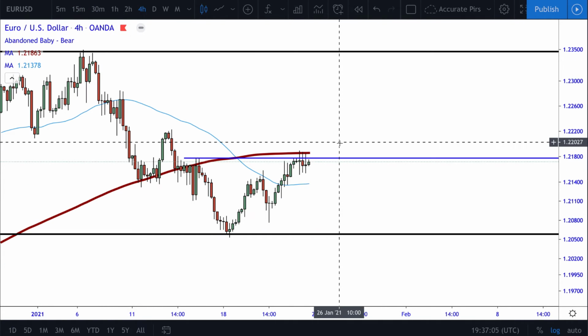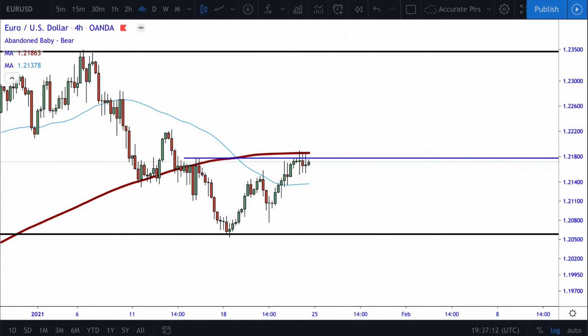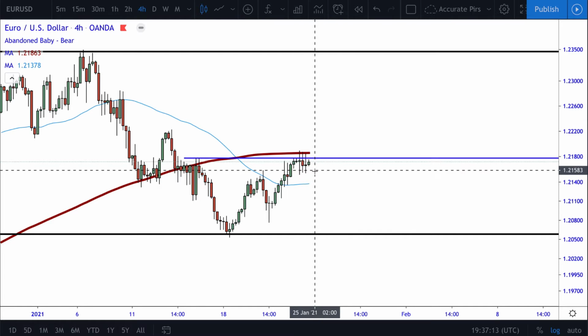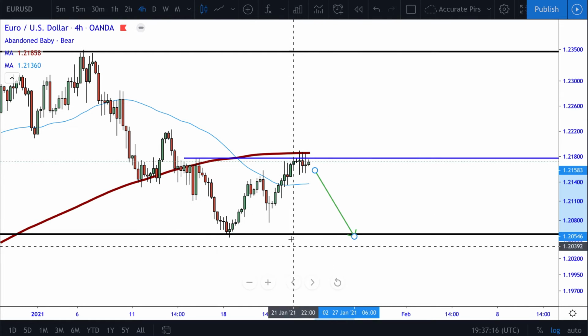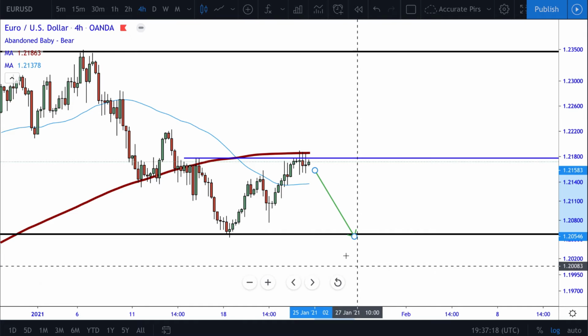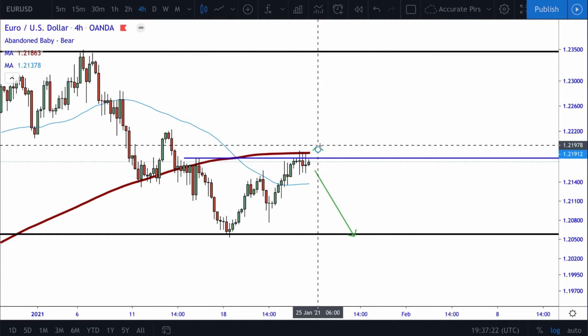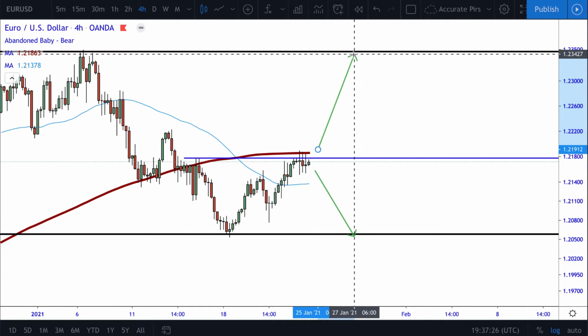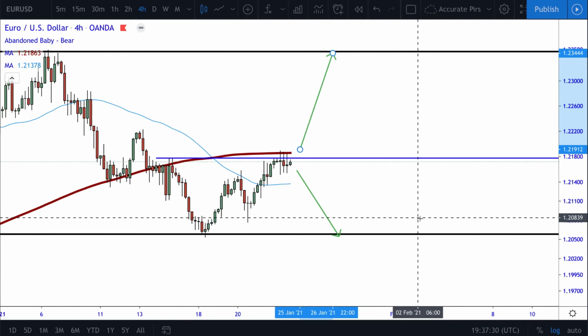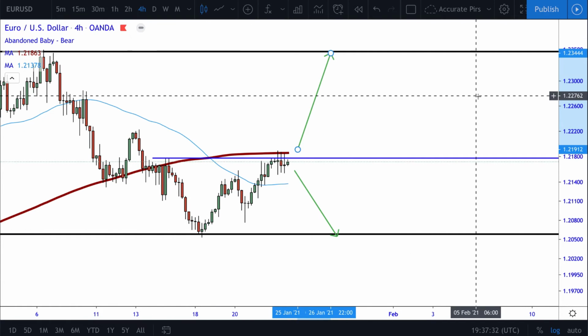So with Euro USD, I'm just going to wait to see how it reacts with that level. If it rejects it, then I'm expecting price to push back down to my major support level. But if it breaks beyond this temporary resistance level, then I'm expecting price to come back up to these levels and test these levels right here again. So that's 2 scenarios we've got for Euro USD.